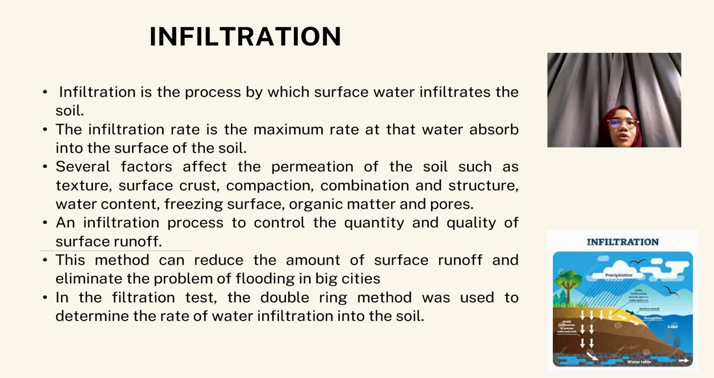An infiltration process controls the quantity and quality of the surface runoff. This method can reduce the amount of surface runoff and eliminate the problem of flooding in big cities. In the infiltration test, the double ring method was used to determine the rate of water infiltration into the soil.